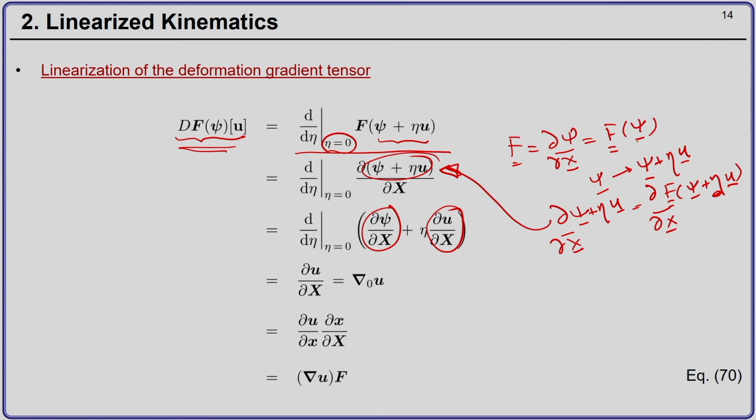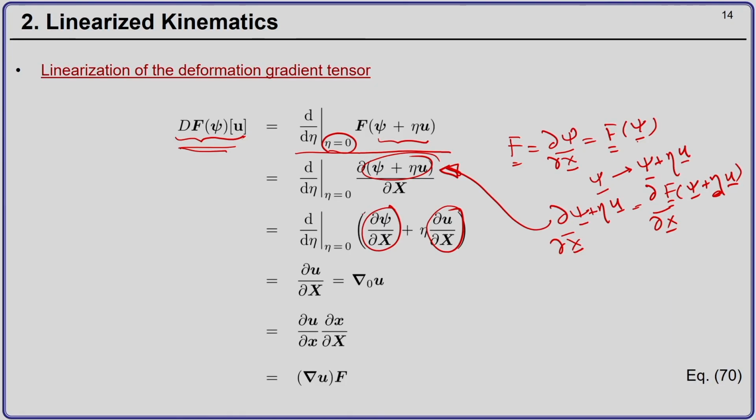Okay. Now, I can take the derivative of the term inside this bracket with respect to eta. Okay. So, the first term does not have any eta, so this will go away and there is only eta in the second expression. So, del by del eta will give you 1. So, all you are left with is del u by del X. Okay. So, in short, I can write this as del 0 u. Okay.